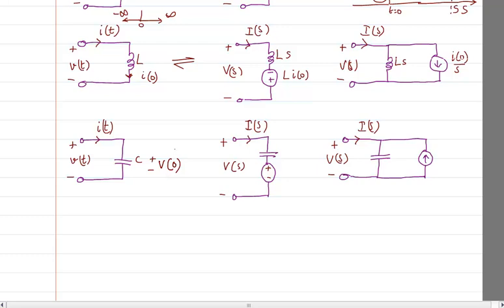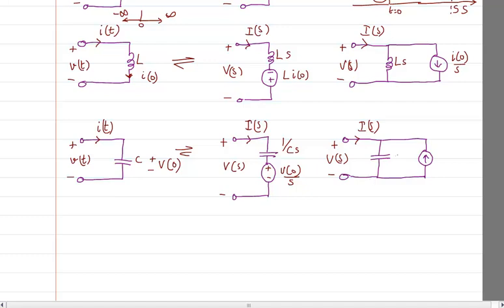In that case, when you transform it, obviously V of t becomes V of S, I of t becomes I of S. What happens to C? C becomes 1 by Cs. This we have already seen. But if there is an initial voltage V0 present, then this becomes V0 by S.